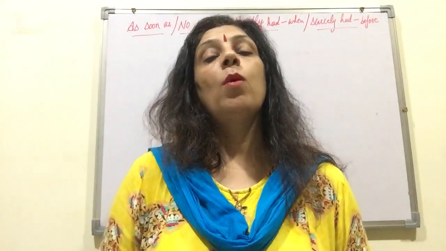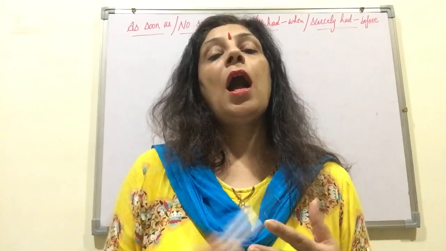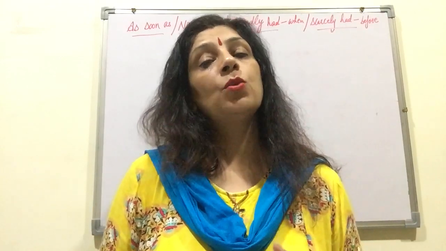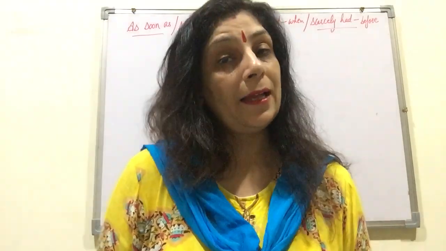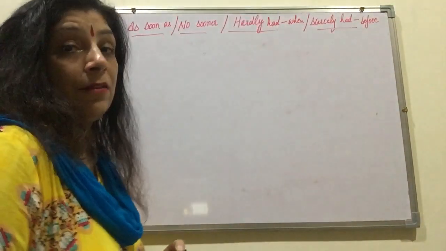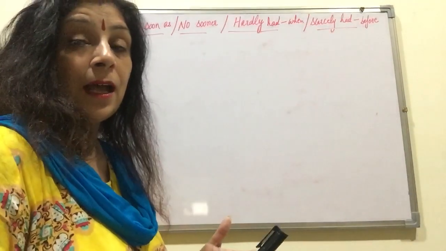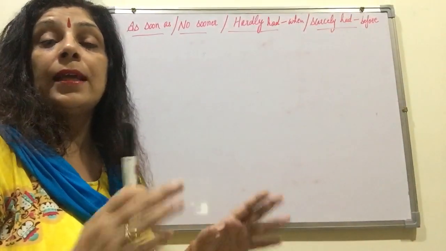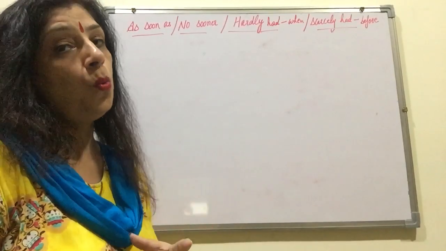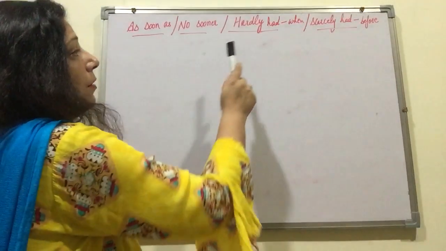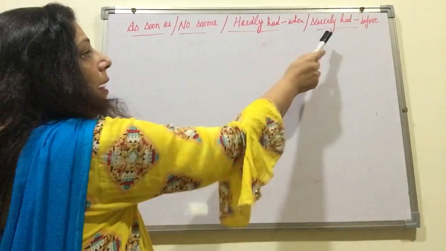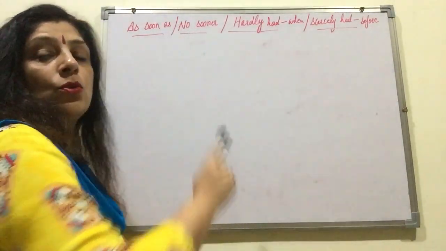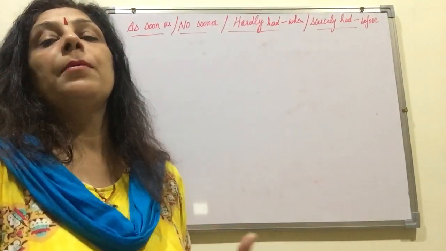In my video number 1, I dealt with how sentences with as soon as can be changed into no sooner than. I will be continuing with the same lesson. I told you then also they all four are cousins. They can be interchanged into one another. So today I will be dealing specifically with hardly and scarcely, although these rules also will be revised side by side.